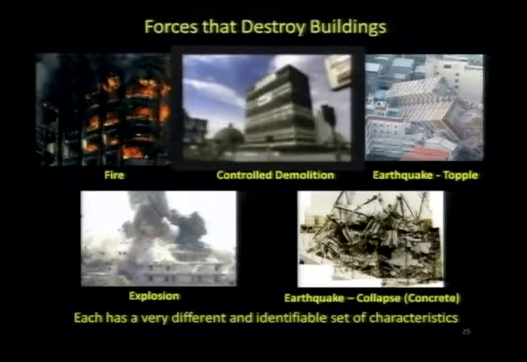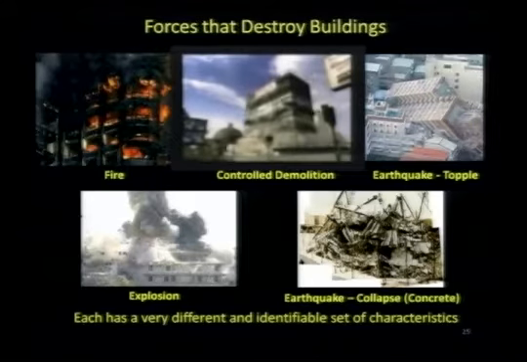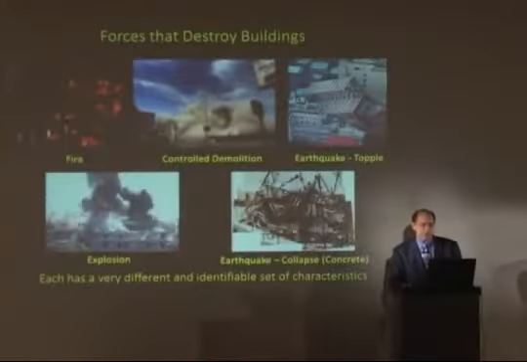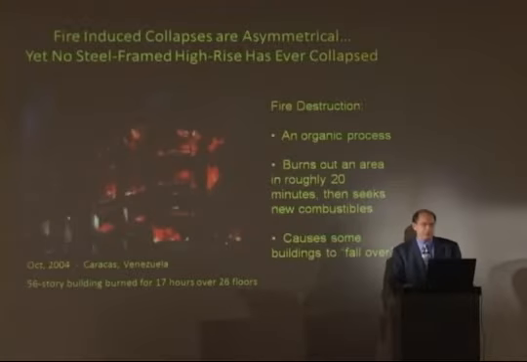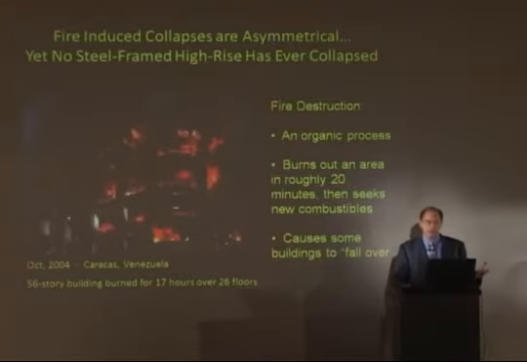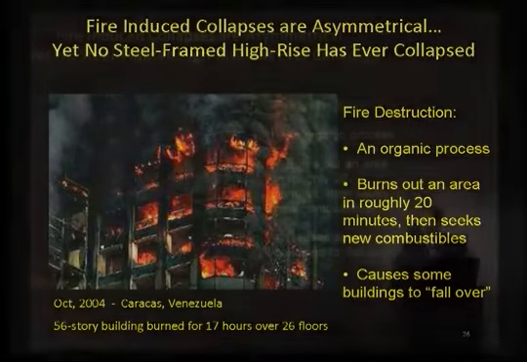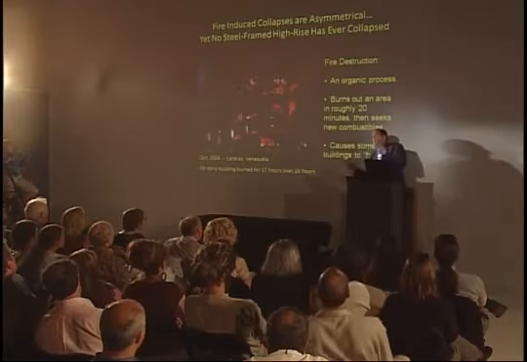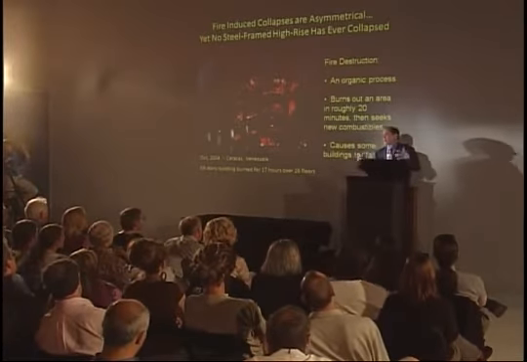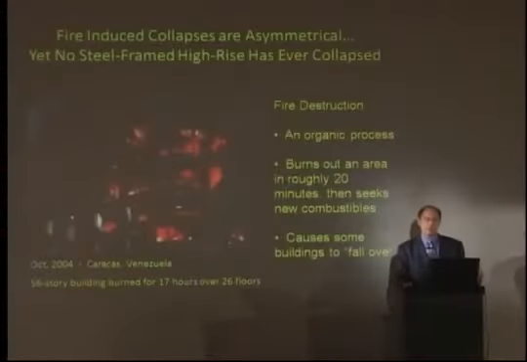Buildings are destroyed by a number of different forces, each of which have very different and identifiable characteristics. For instance, fires affect buildings quite differently than controlled demolitions. Fires, by their nature, tend to creep from place to place as they run out of fuel, moving to fresh new fuel sources, leaving the burned out area to cool. So when collapses do occur, and by the way, you'll note that they've never occurred in over 100 examples of very hot, very large, and very long-lasting fires, buildings tend to fall over. They fall asymmetrically. They're burned out on one side organically, if you will. It's a natural process. They don't fall straight down through the path of greatest resistance.